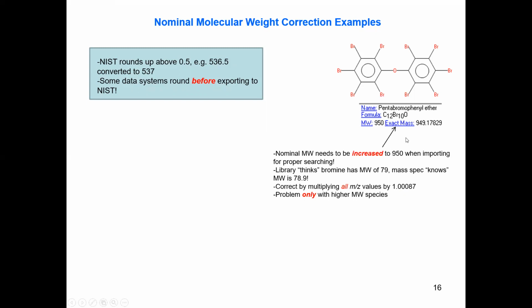And like I said, it won't be a problem for something like bromobenzene, which is a low molecular weight compound, but when you get up to higher masses, it will be a problem. So keep an eye on that. Keep an eye on your nominal mass and that decimal place on the other side of the decimal in the mass.